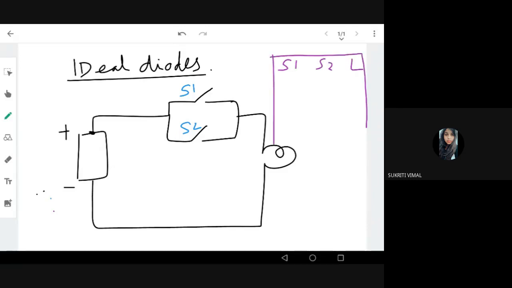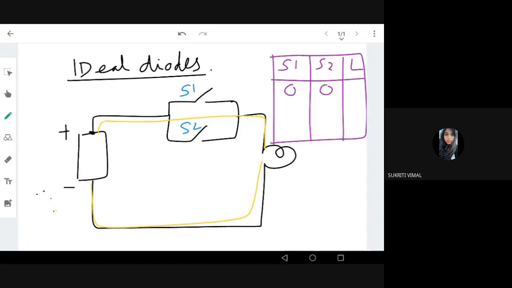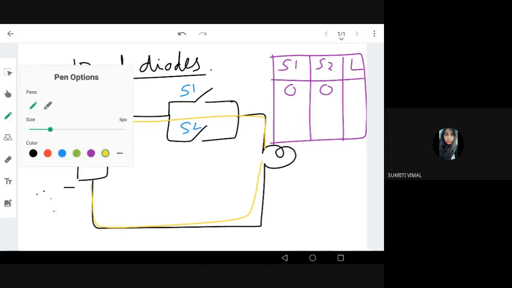So this is my truth table. S1, S2. The light output here depends upon the two switches S1 and S2. So I have possibilities. S1 can be off, S2 can be off. Your output light will be, there is no connection. Current always passes through a closed circuit. There is no closed path, so output will definitely be zero, right?